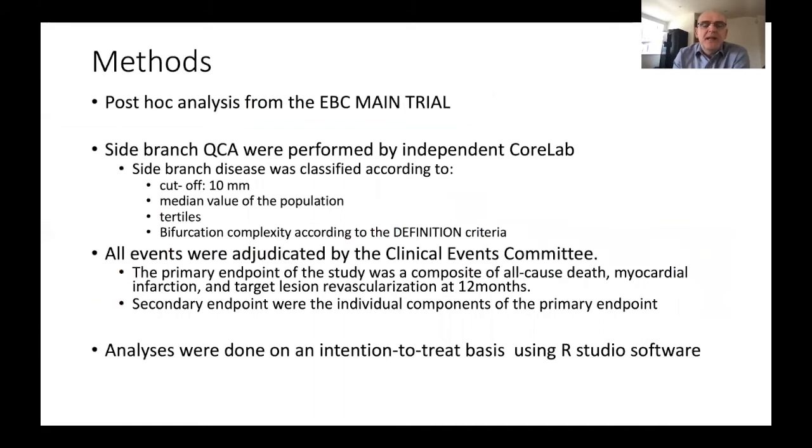So this is a post-hoc analysis from the EBC Main Trial. The side branch QCA has been performed by an independent core lab. And we've classified the side branch disease according to 4 different approaches. A cutoff of 10 millimeters, what the median value of the observed population was, what the tertiles are, low, medium, and high, and how the bifurcation complexity could be judged according to that definition criteria.